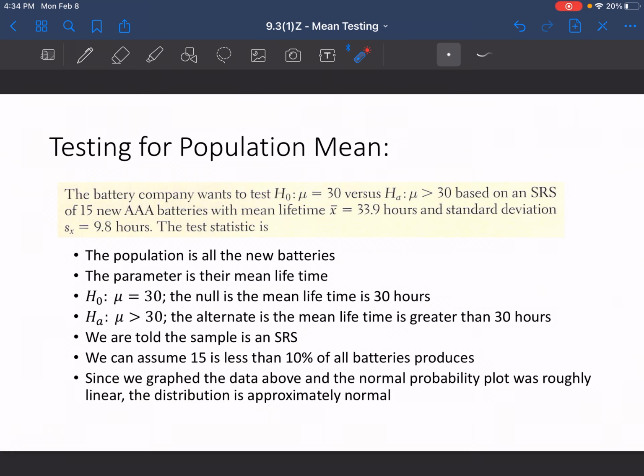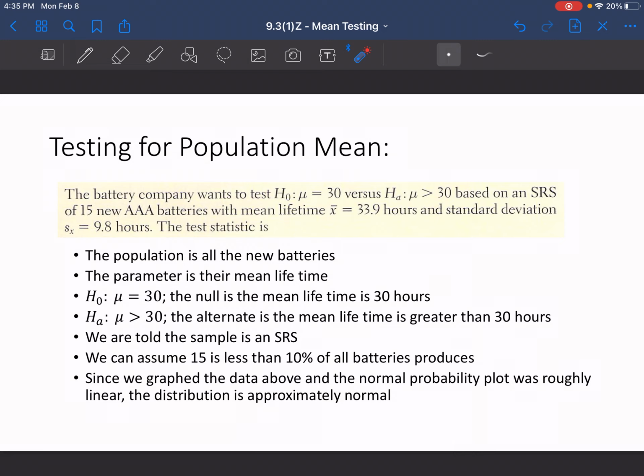So the battery company wants to test the null hypothesis that the mean is equal to 30 hours versus the alternate hypothesis that the mean is actually greater than 30 hours, based on a simple random sample of 15 new AAA batteries with a mean lifetime of 33.9 hours and a standard deviation of 9.8 hours. So again, we would need to perform all of our four-step process again. We need to understand that the parameter is the mean lifetime of new batteries with a null hypothesis at 30 hours and an alternate hypothesis at greater than 30 hours.